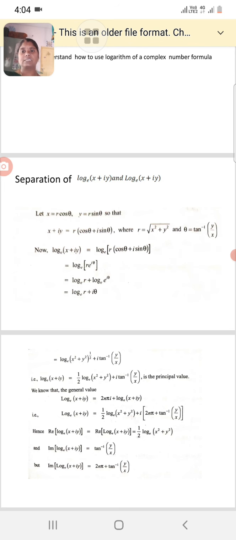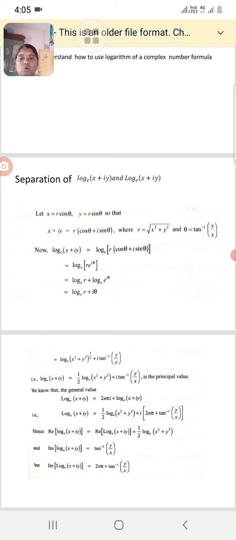Now log of x plus iy to the base e is equal to log of r into cos theta plus i sin theta to the base e, which is equal to log of r e to the power of i theta to the base e. We know the property of log of m into n, that is log m plus log n, so m is equal to r and n is equal to e to the power of i theta. So it is log of r plus log of e to the power of i theta. Log and e have the same base, so it is equal to log r plus i theta.